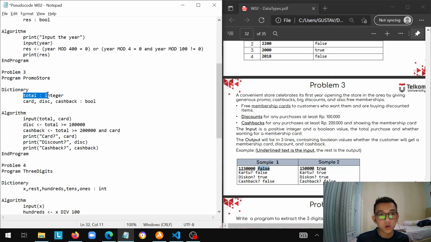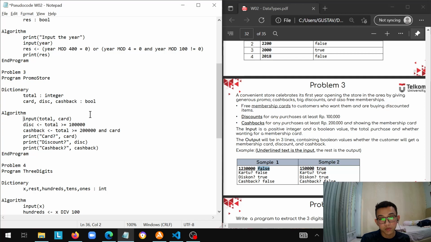And the dictionary is quite simple. The total paid, the amount of money, and 3 boolean variables, which are card, whether you have a card or not, disc for discount, and shop for cashback, and guess what? That is self-explanatory. And that's it for the dictionary. We're gonna jump into the algorithm.